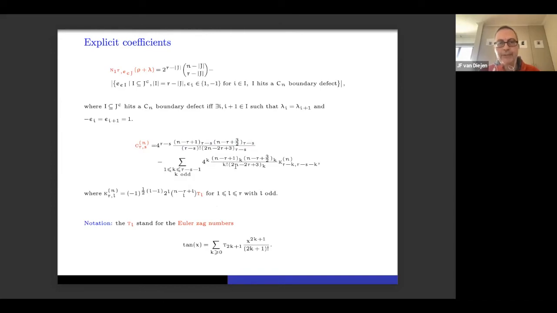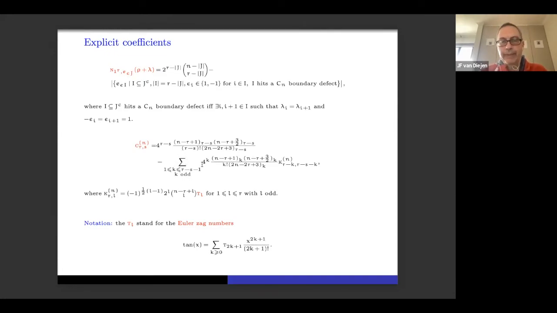And in these corrections, the combinatorics is very interesting: tangent numbers, or Euler zigzag numbers, as they're also called, appear. So these are just the Taylor coefficients of the tangent function, or if you like, the tangent function is an exponential generating function for these tangent numbers. So these numbers appear now in the inversion formula for the coefficients.